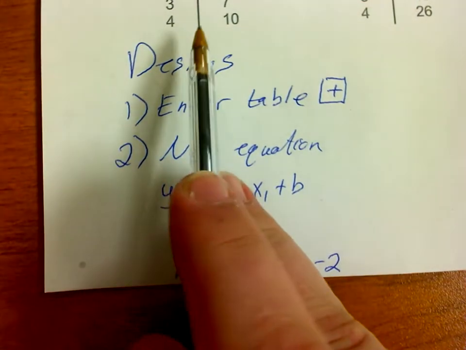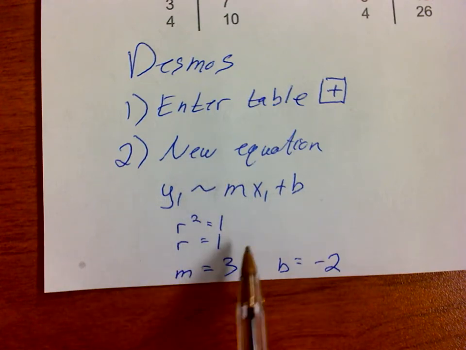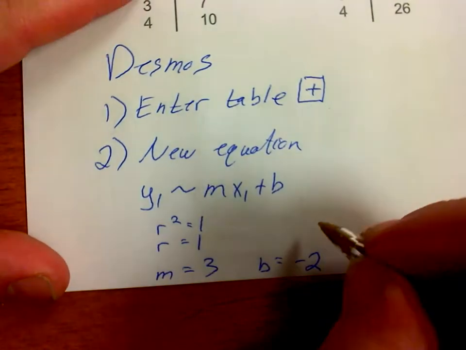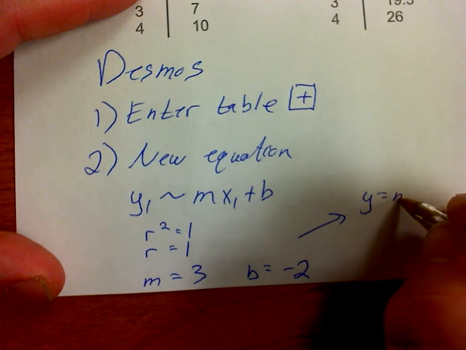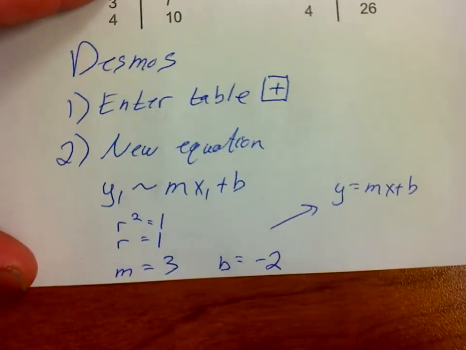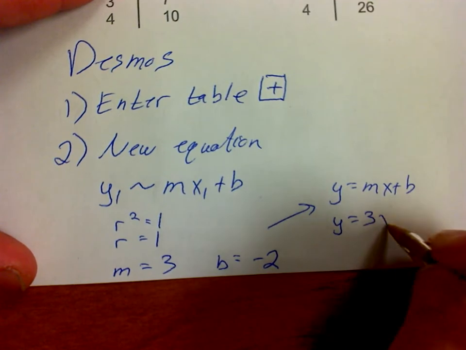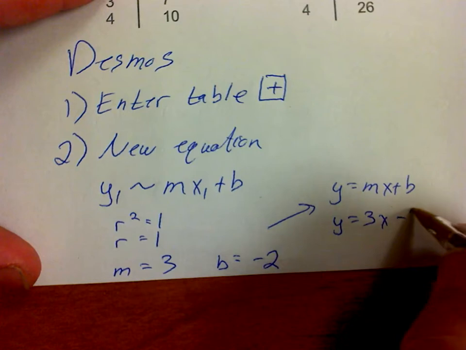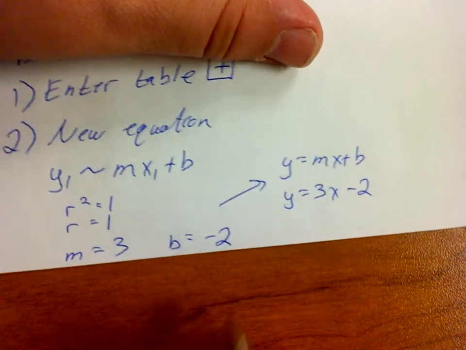Now, by simply entering in this table in the Desmos and then hitting a new equation and typing this in, it gives us the slope and the y-intercept. Okay? Which means we can just simply plug this in to y equals mx plus b form, where the m is 3, so we're going to have y is equal to 3x plus b. Now, since we have plus and negative 2, we're going to end up with a minus 2 right there. Okay? That is actually the answer that we're looking for.